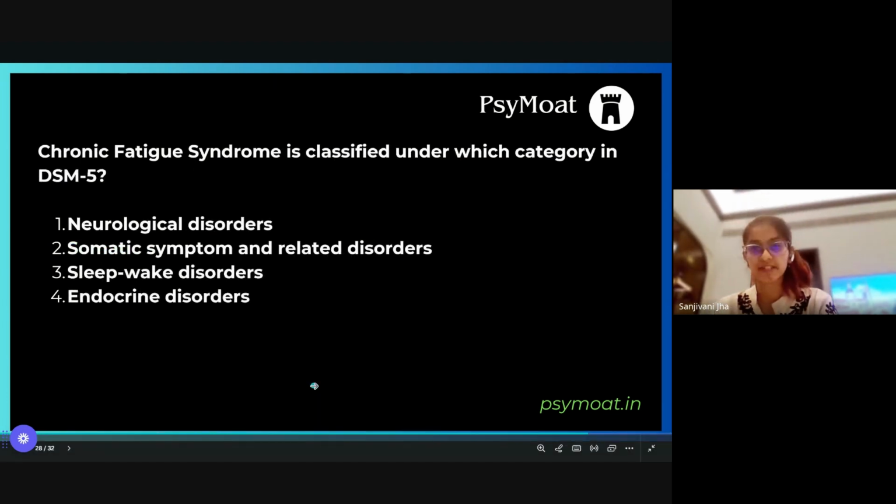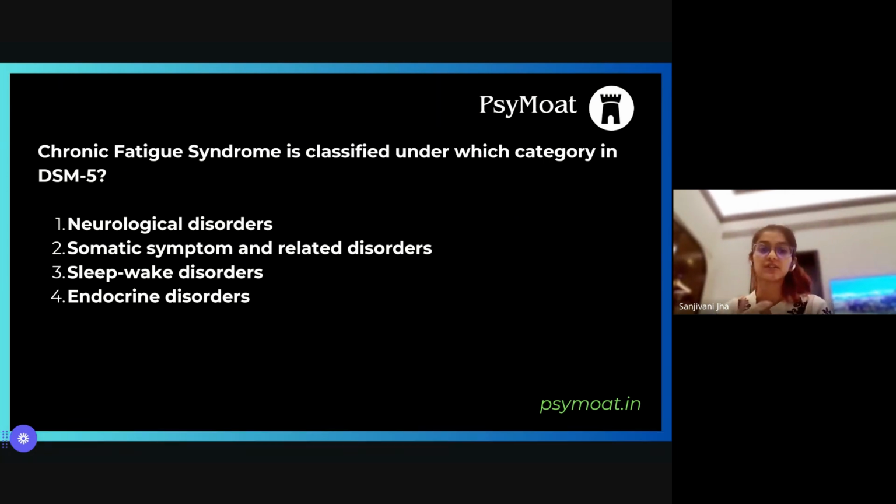Chronic fatigue syndrome is classified under which category of DSM-5? Neurological disorders, somatic symptom and related disorders, sleep wake, or endocrine? Okay. Somatic symptoms. Okay. Any other answers?